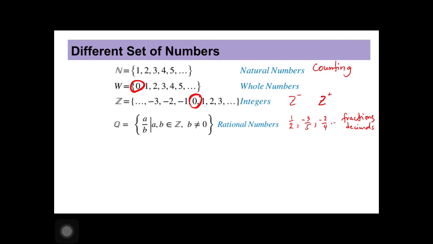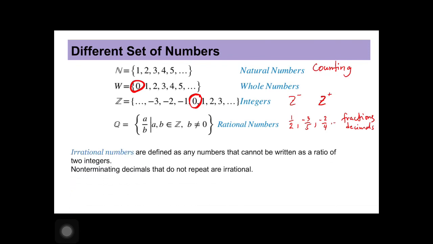Next, irrational numbers are defined as any numbers that cannot be written as a ratio of two integers. Non-terminating decimals that do not repeat are irrational. So in here, for the rationals, not all decimals are rational numbers. Non-terminating decimals are irrational.